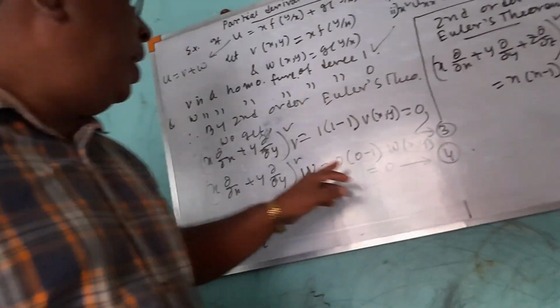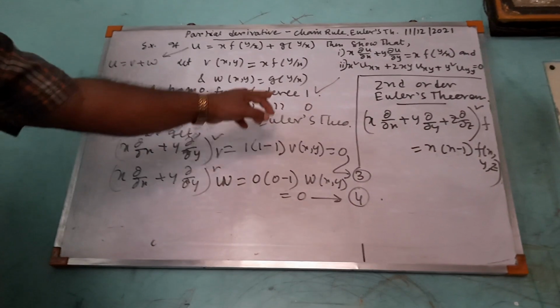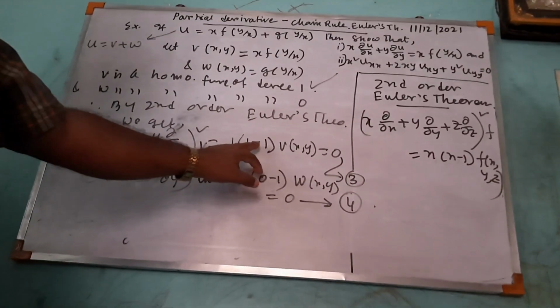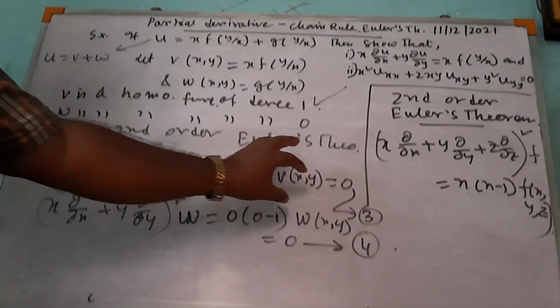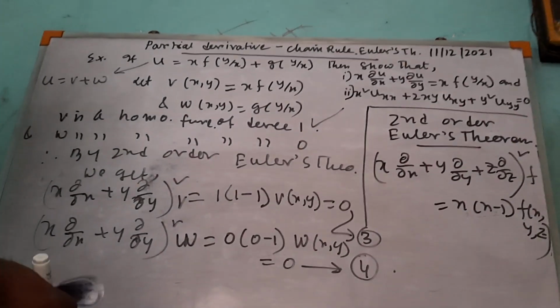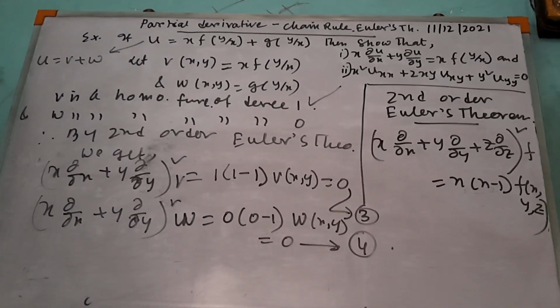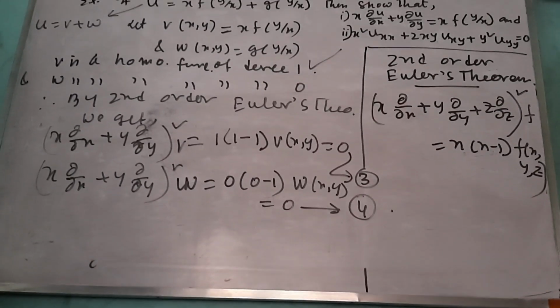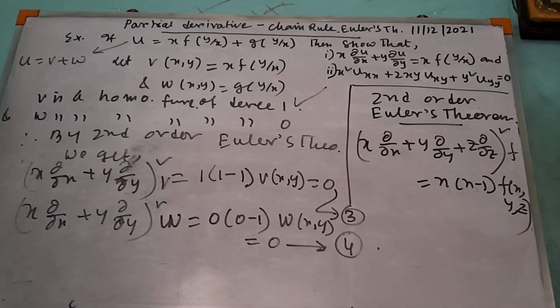By second order Euler's theorem. (x ∂/∂x + y ∂/∂y)² v. Why v? Because v is a homogeneous function. So n(n−1) v. This will be 0 and this will be 0. Do you understand these two?